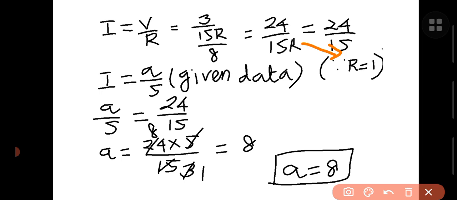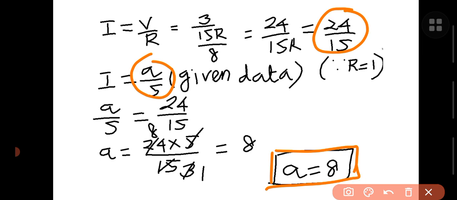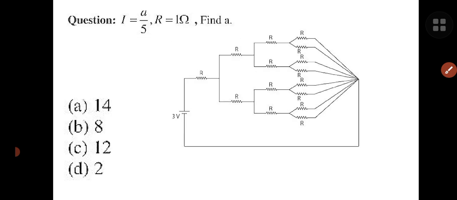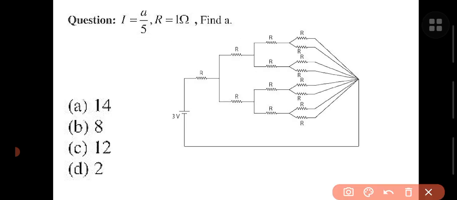Now, I equal to A by 5, which is the given data. Equating I with A by 5, we get A by 5 is equal to 24 divided by 15. From this equation, we can calculate A as 8. This is the answer. A is equal to 8. So our option is B, 8.